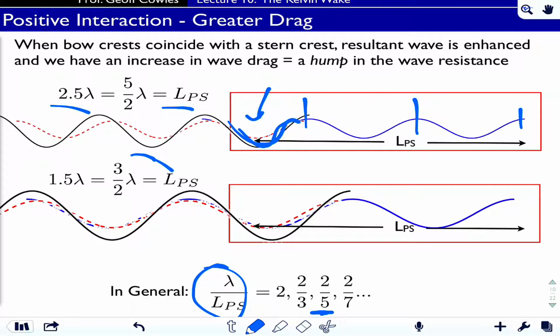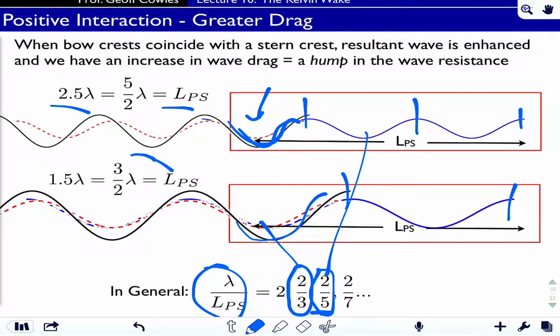And then in the bottom, we have the same situation, except we have one wavelength and then a half wavelength, but it's still trough to trough. And that's the situation. We have 1.5 lambdas along LPS. Therefore, lambda is 2/3 LPS. So you have this scenario here. We've looked at this one here as this upper one. This one is this one.